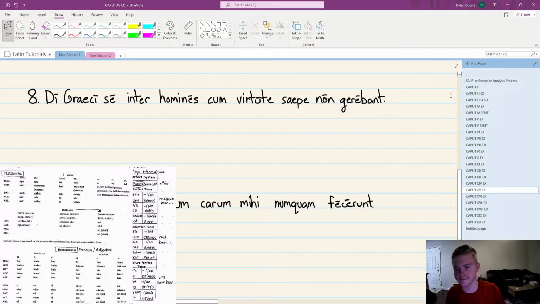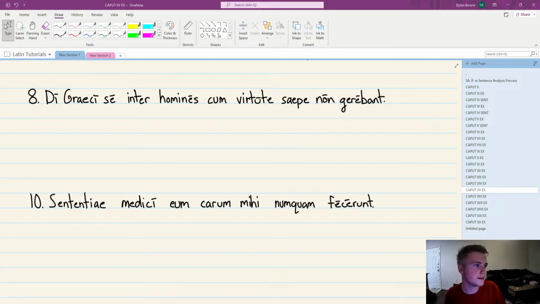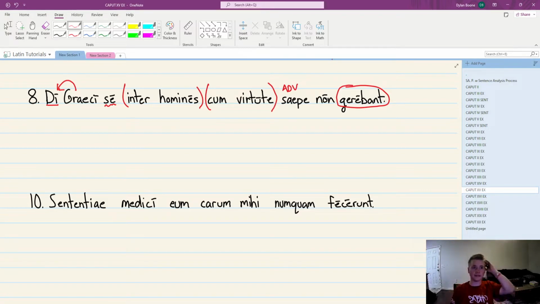On to number 8. So finding our verb. We have gerebant. Ooh, wrong color. Gerebant. And I'll start at the beginning here. Pronoun. Preposition. Object. Preposition. Object. Adverb. Negative. So that's everything.